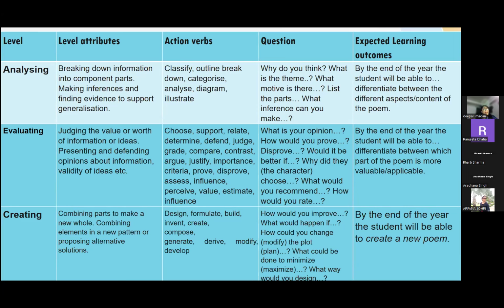And creating is when you are creating something new, you're combining the parts, like whatever analysis you have done. When you analyze, you break it into parts. And then you create, you combine the parts and you design or you formulate something new. If you're asking them to write a diary entry. Now, there are many, many very interesting questions under this category, which we'll be discussing later.